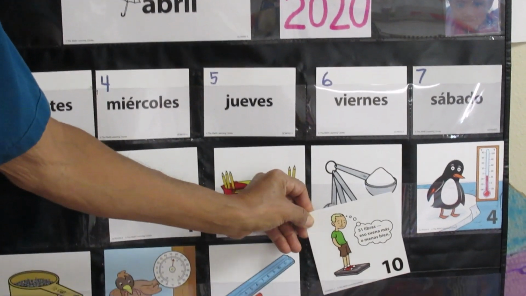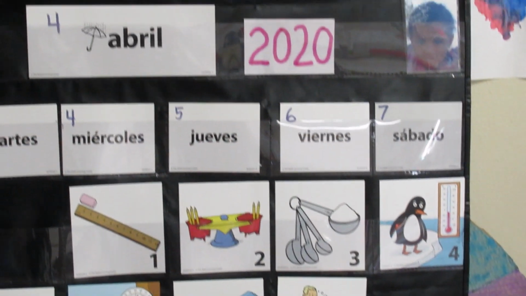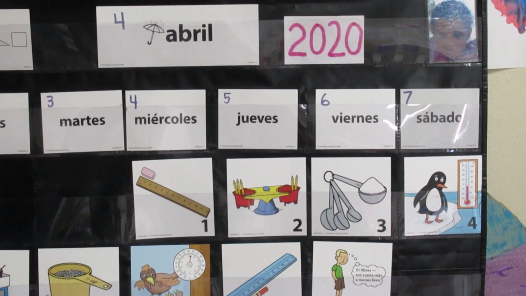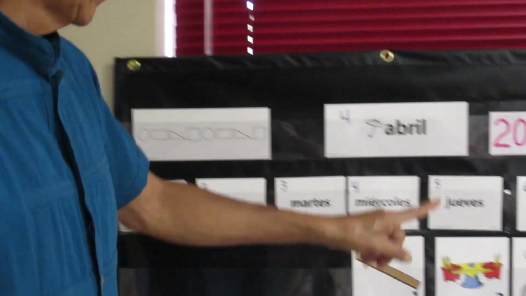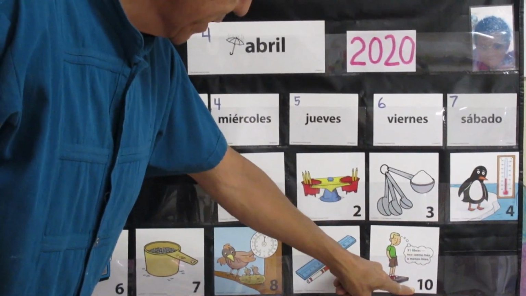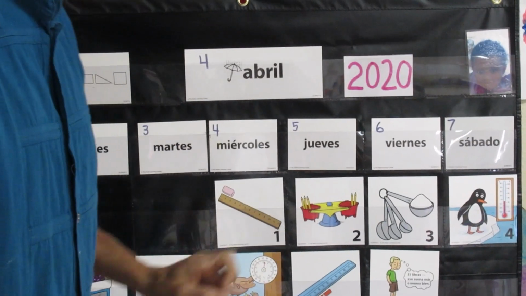April 10, 2020. Notice the difference in English and Spanish. In Spanish we would say, hoy es viernes 10 de abril de 2020.